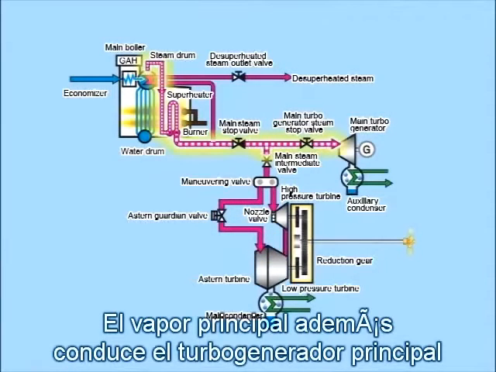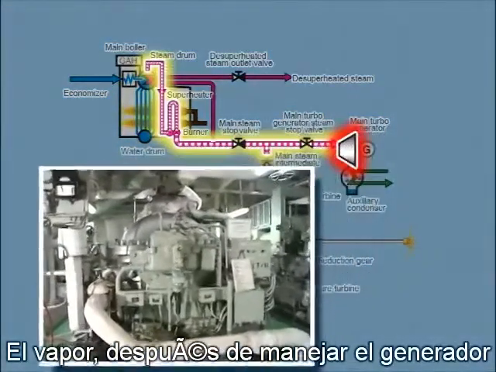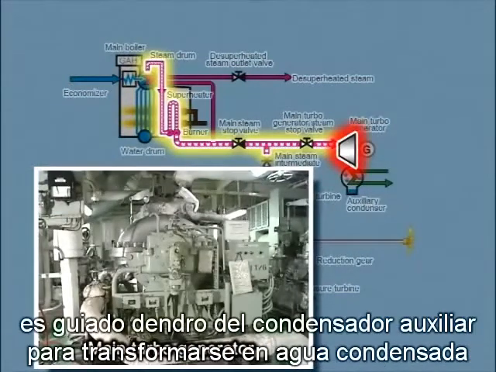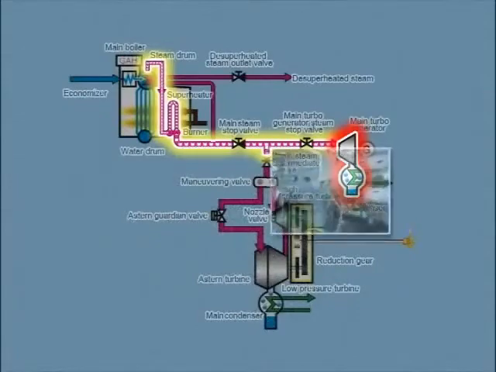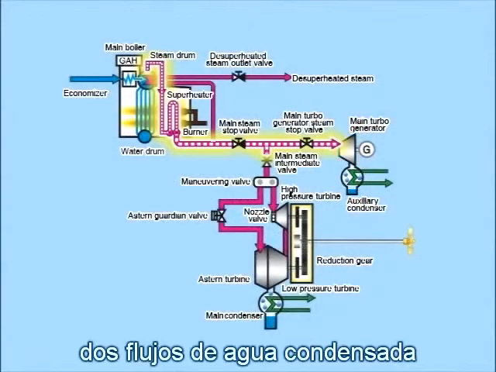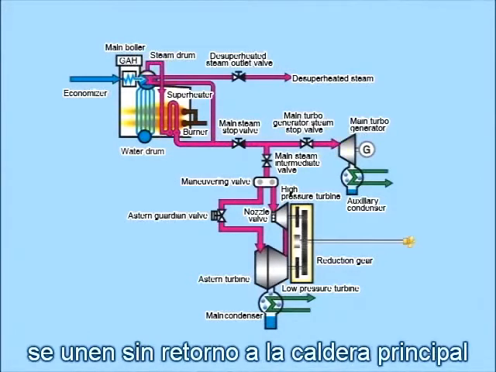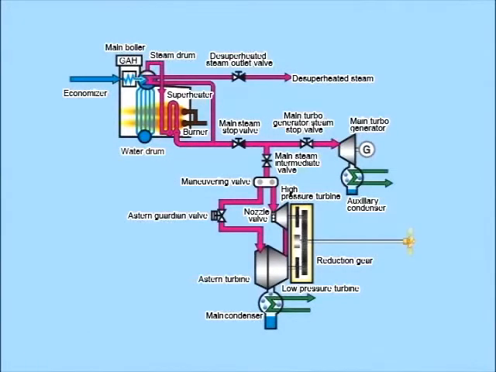Main steam also drives the main turbogenerator. The steam, after driving the generator, is guided into the auxiliary condenser to become condensate water. Two flows of condensate water from the main and auxiliary condensers meet and are returned to the main boiler.